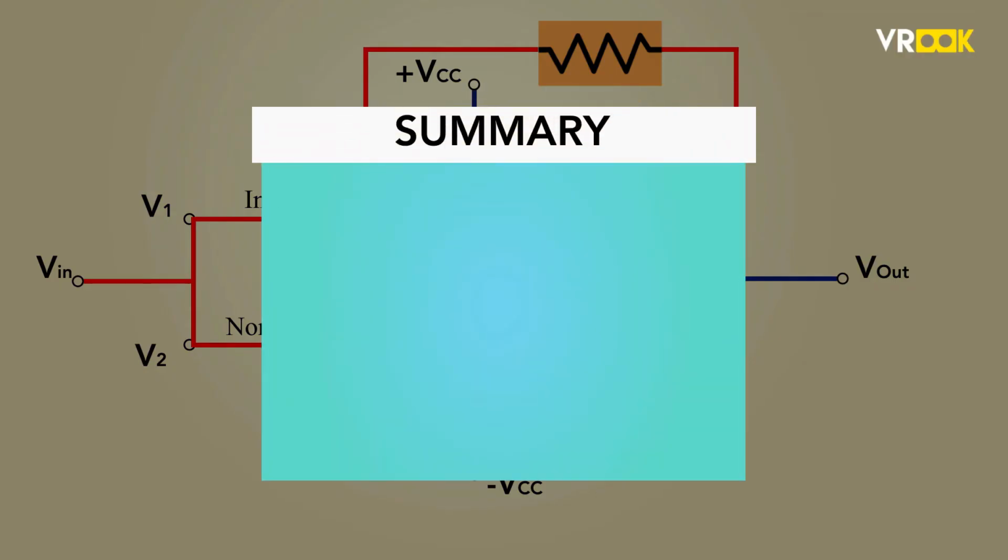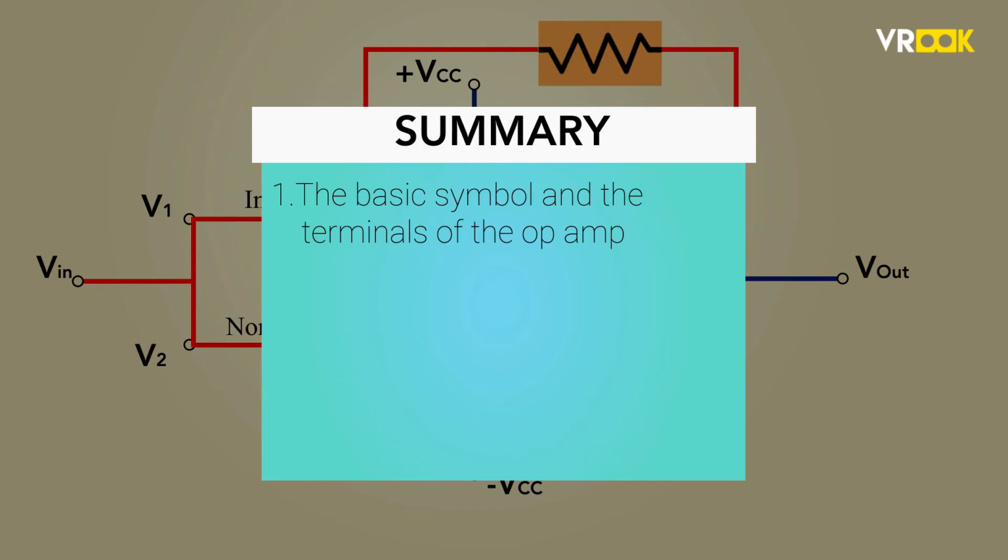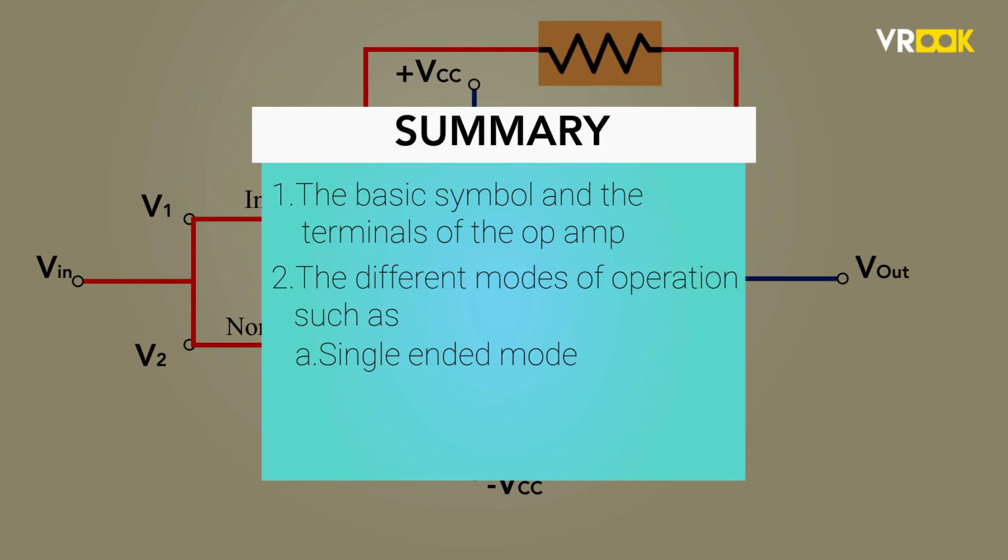To sum up, in this video we learnt about the basic symbol and the terminals of an op-amp, and the different modes of operation such as single-ended mode, differential mode, and the common mode. In the next video, we will look at a few applications of the op-amp.